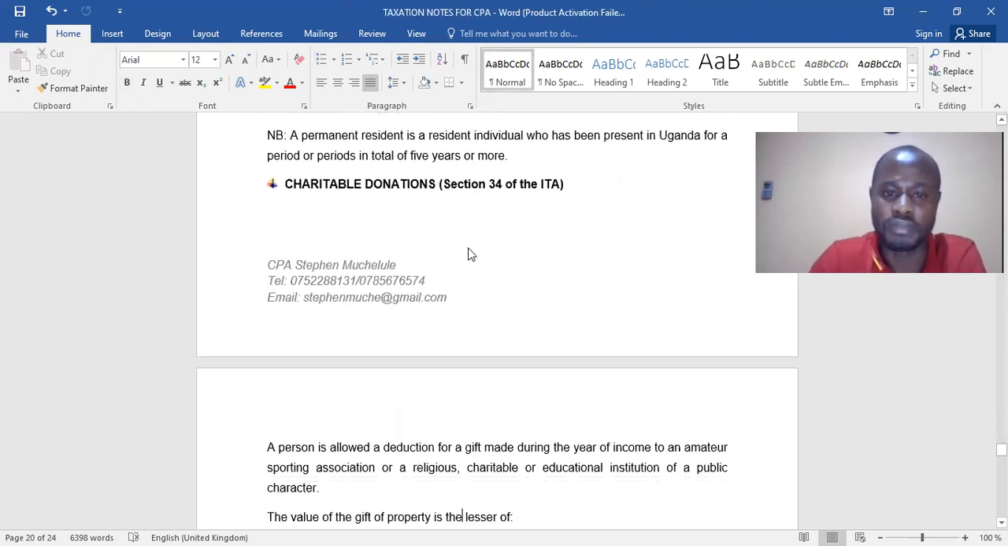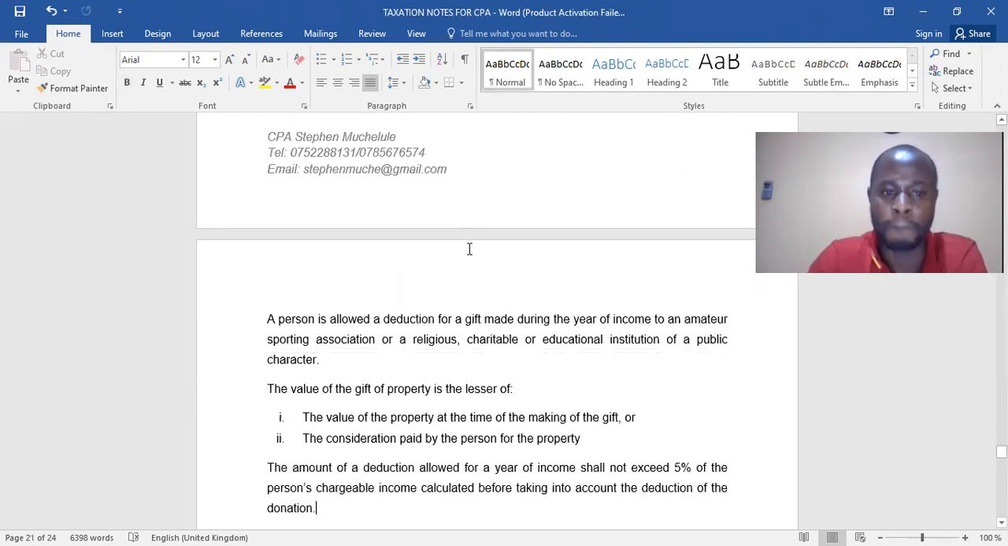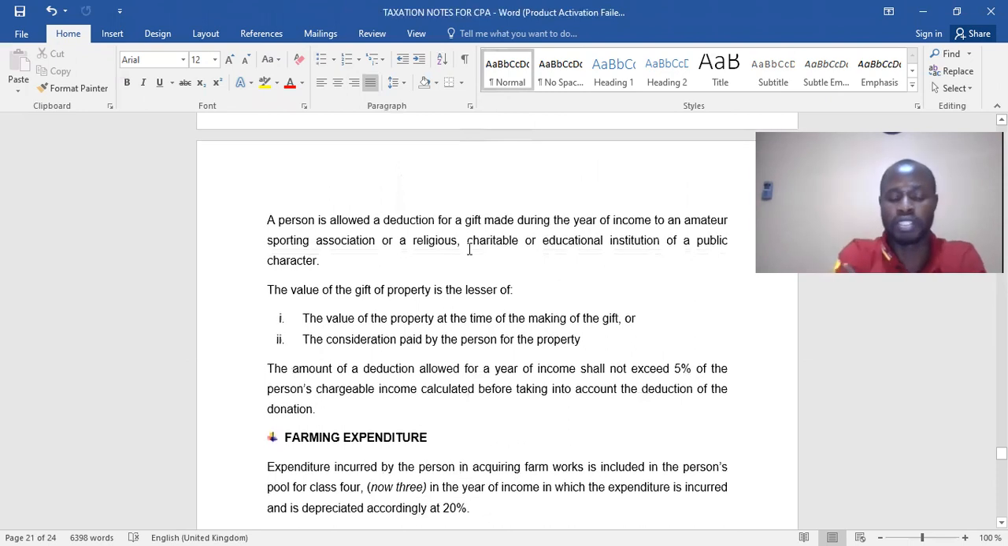Charitable donations. The person is allowed that deduction for a donation or a gift made during the year to an amateur sporting association, a religious, charitable, or education institution of a public character. And the value of the gift.